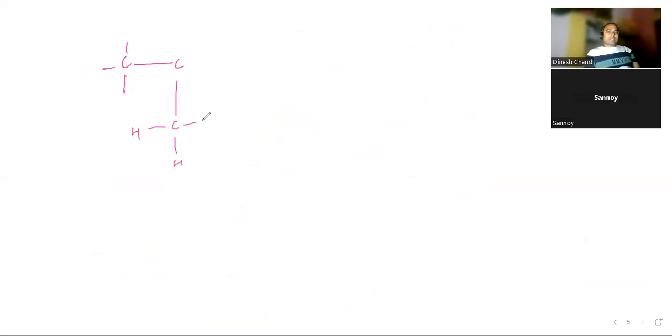Can you tell me what is the degree of this one? What is the degree of this carbocation? Let me check. This compound is like that: CH3, CH3, H, positive charge. What is 1 degree, 2 degree? What is the degree?